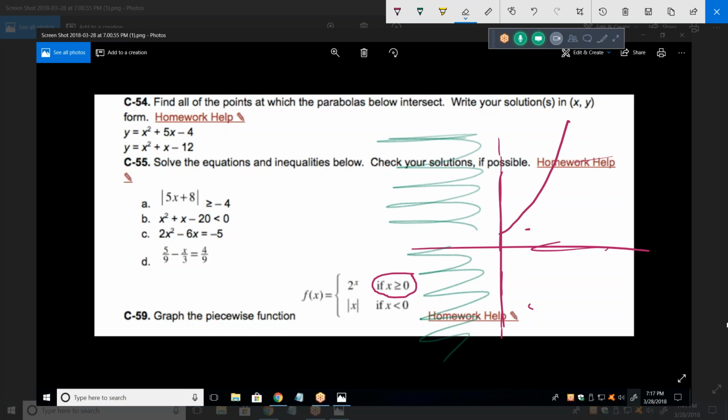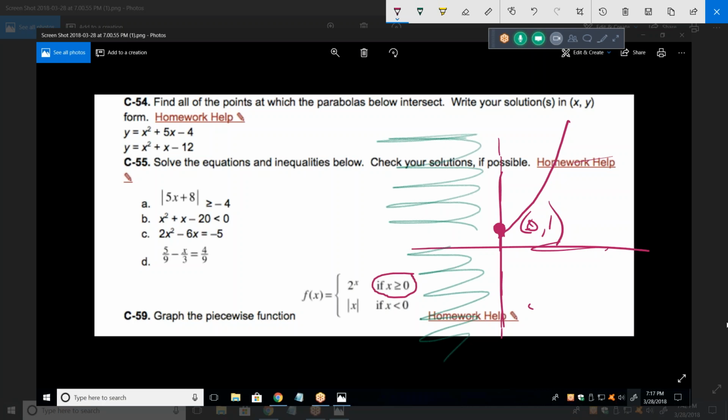And we do know what that point is. All of these exponential functions always cross the point 0, 1. In other words, when you plug in 0 for x, 2 to the 0th power is always 1. Any number to the 0th power is 1. So whenever x is greater than or equal, that's a solid dot right there, that's my function.